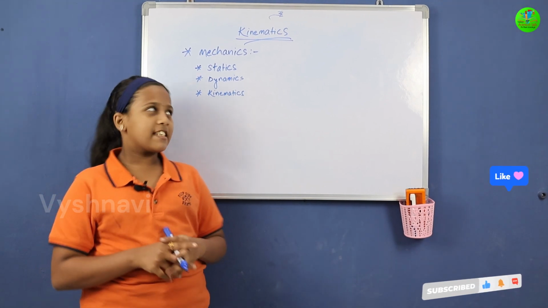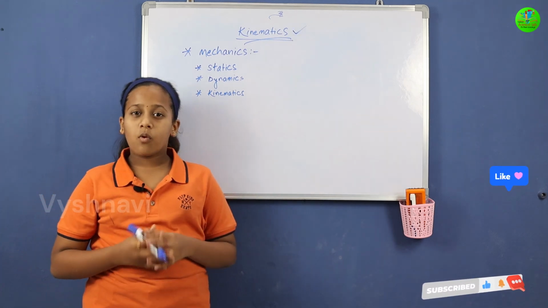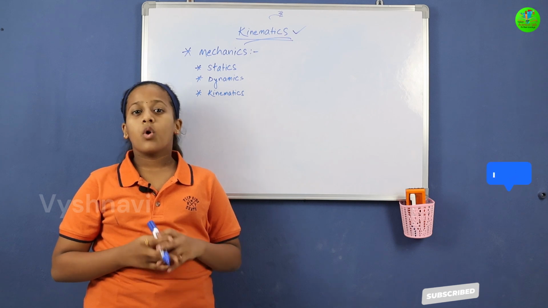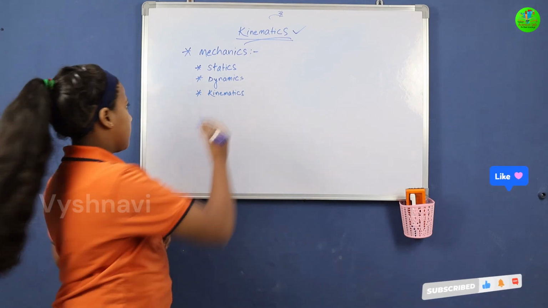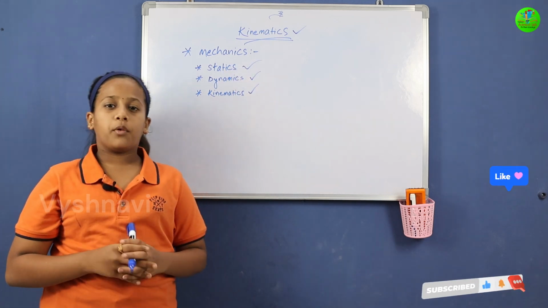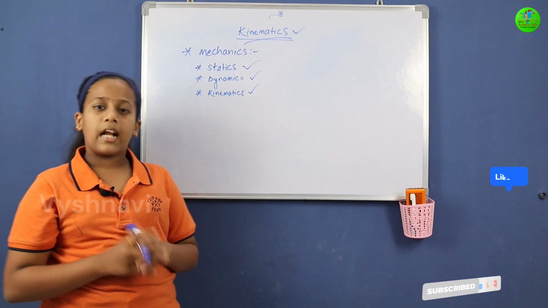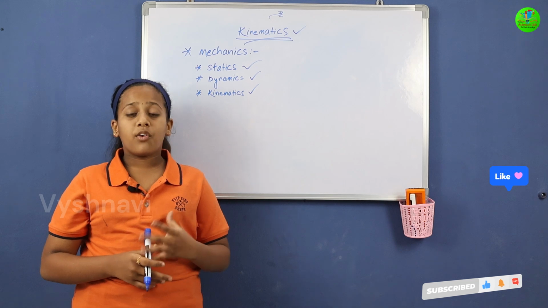Today we are discussing the topic of kinematics from the subject of physics. What is kinematics? In kinematics we have mechanics. Mechanics is divided into three types: statics, dynamics and kinematics. What are statics? Statics means that which deals with resting bodies.